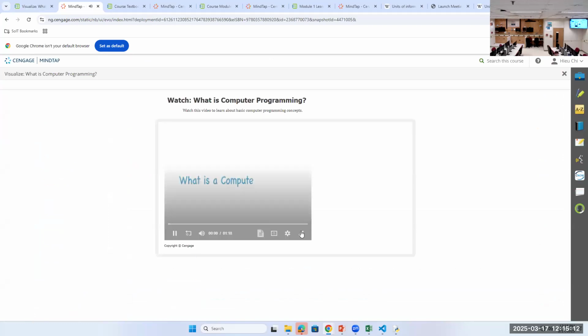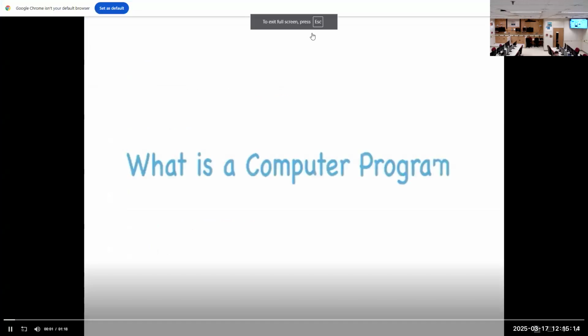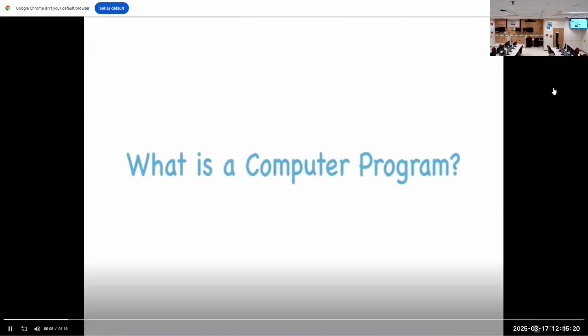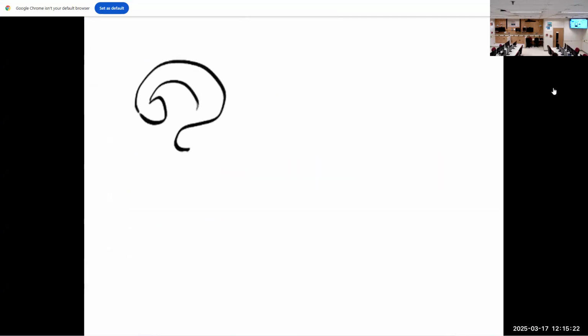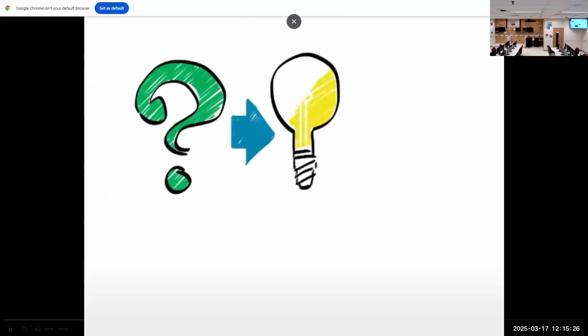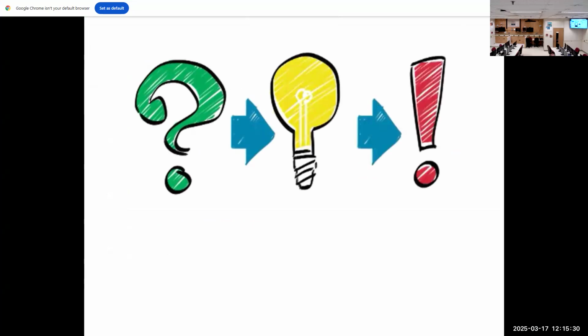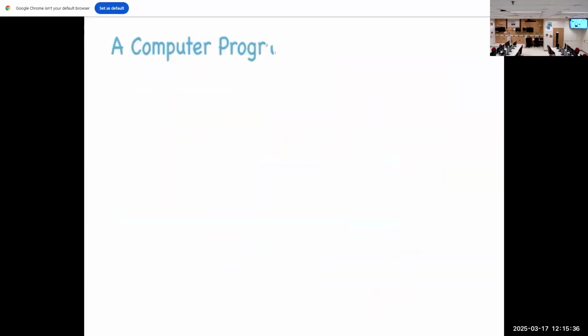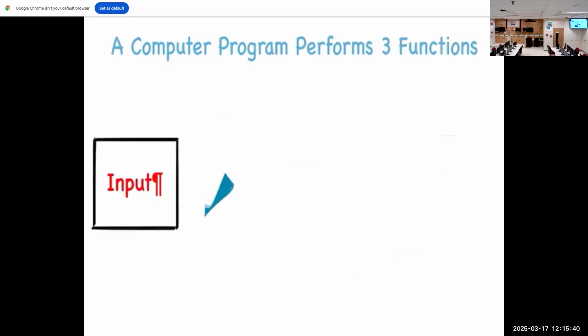What is a computer program? In this segment, we're going to explore the world of computer programming by looking at exactly what a computer program is. 1. You begin with a problem. 2. Develop a solution. 3. Solve the problem. A computer program performs 3 functions: input, process, output.